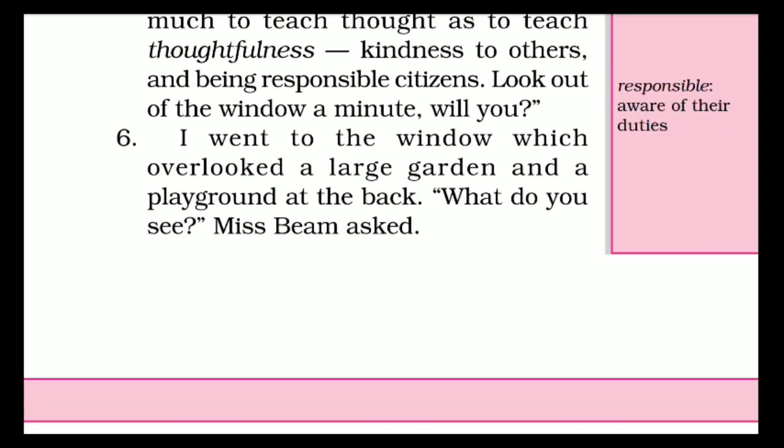I went to the window which overlooked a large garden and a playground at the back. What do you see? Miss Bean asked.